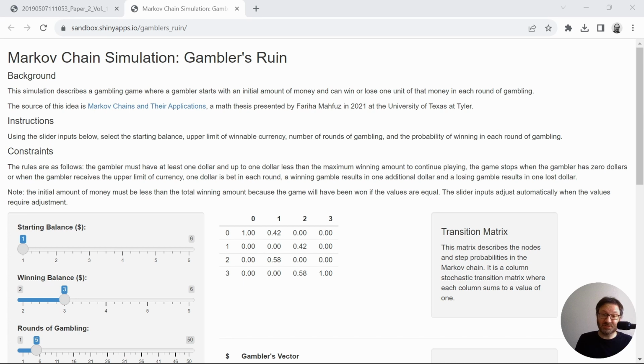But in this simulation, what you can do is adjust the variables associated with the game and then run the simulation some number of times until you reach a steady state. And that's the idea behind these chains often, is that you want to maybe look at the long-term probability of being associated with one particular state or another.